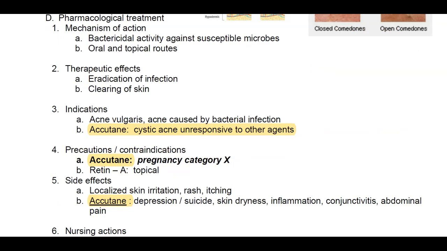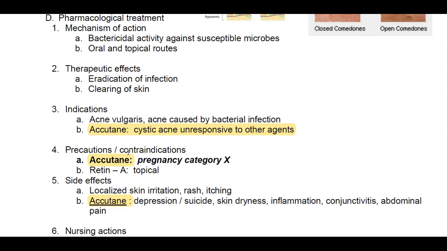So for the pharmacological treatment of acne, the mechanism of action includes bactericidal activity against susceptible microbes. So commonly, whenever the pores are clogged and it forms either open or closed comedones, the secondary thing that happens is bacterial infection. So that actually makes the acne worse because it causes swelling, and again, it can create pustules. And so one way to treat that is through antimicrobials, which have bactericidal properties or activities.